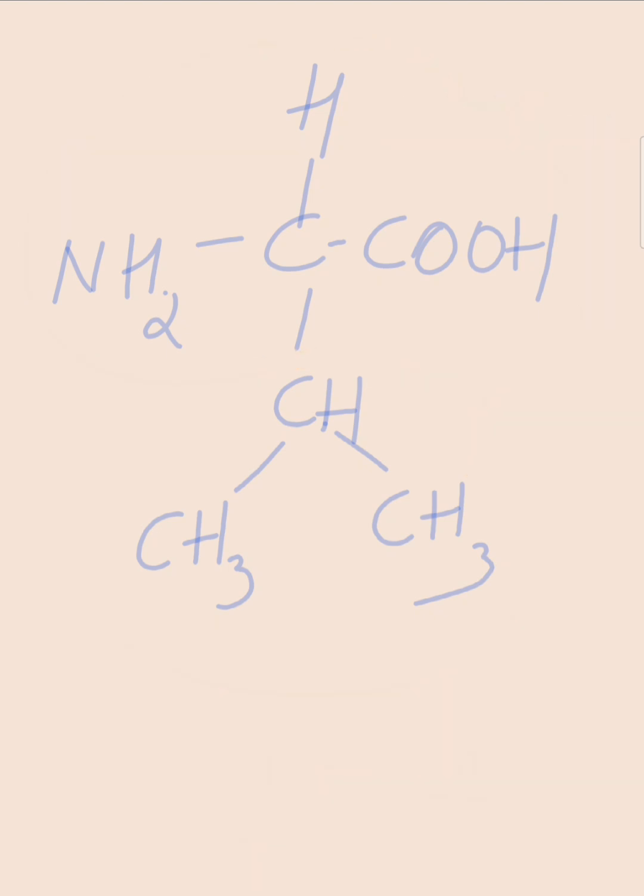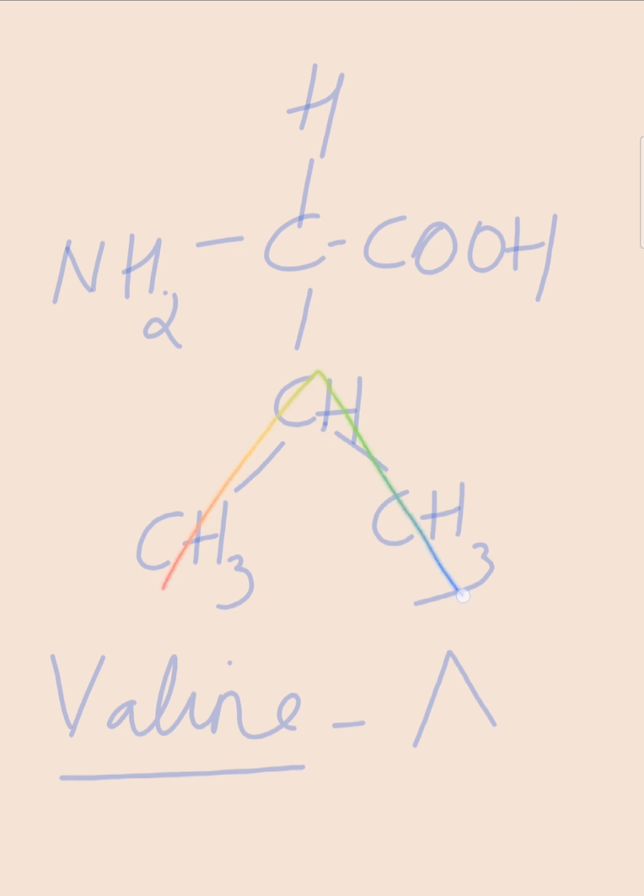Now, in valine, if you see the structure, the name itself is very much associated with the structure, because the name valine has an R group which has an inverted V. If you see here properly, you'll see that this particular R group has an inverted V. So this is the R group. There are many more amino acids.